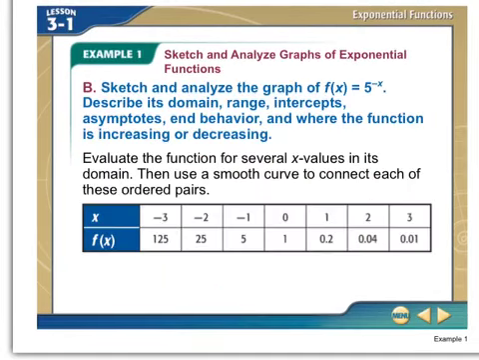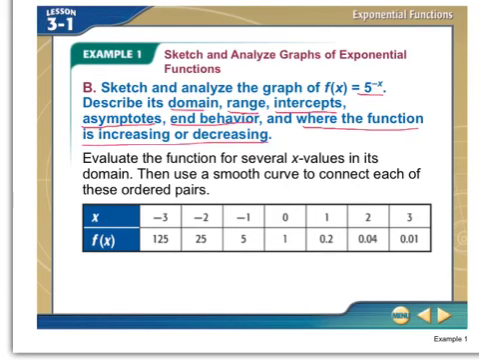In part B of example 1, we're asked to sketch and analyze the graph of f of x equals 5 raised to the negative x, or opposite of x. We need to describe its domain, range, intercepts, asymptotes, end behavior, and where the function is increasing or decreasing.